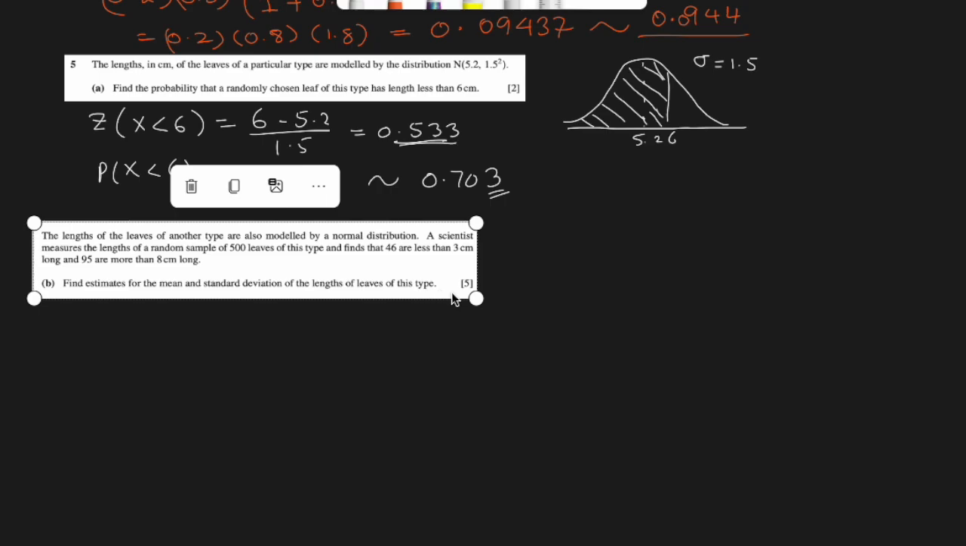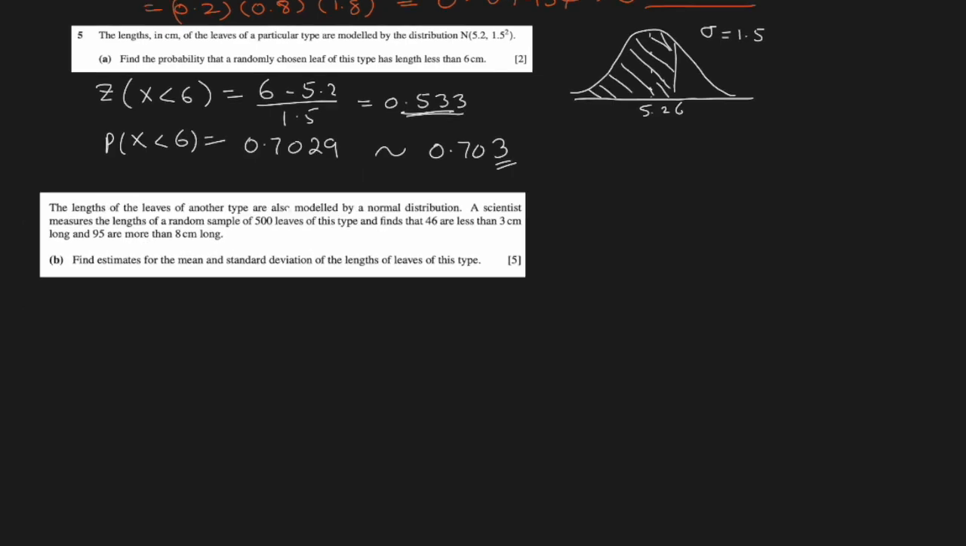Okay, the lengths of the leaves of another type are also modeled by a normal distribution. A scientist measures the lengths of a random sample of 500 leaves of this type and finds that 46 are less than 3 centimeters, 95 are more than 8 centimeters long. Okay, find the estimates of mean and standard deviation. So they have not given any probability, mean or standard deviation, but they have given this information. So this is an experimental probability.